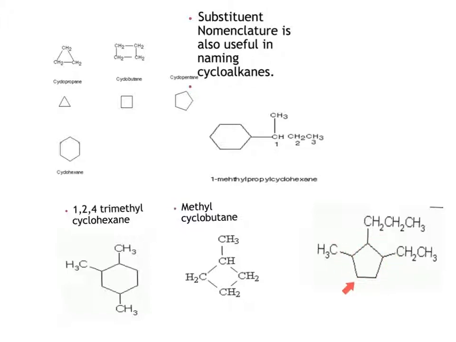Here we have a cyclopentane. We have a 1, 2, 3. Now, could this be carbon 1 or could this be carbon 1? And the way we determine on these is by alphabetical order. So this is going to be carbon 1 because ethyl is first in the alphabet versus methyl. So we have a 1 ethyl, 2 propyl, 3 methyl cyclopentane.